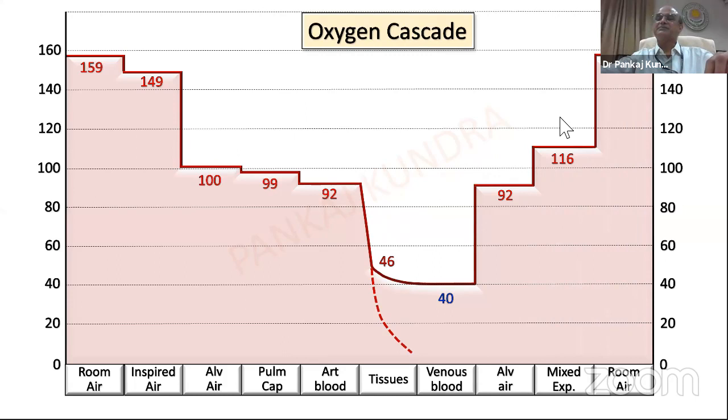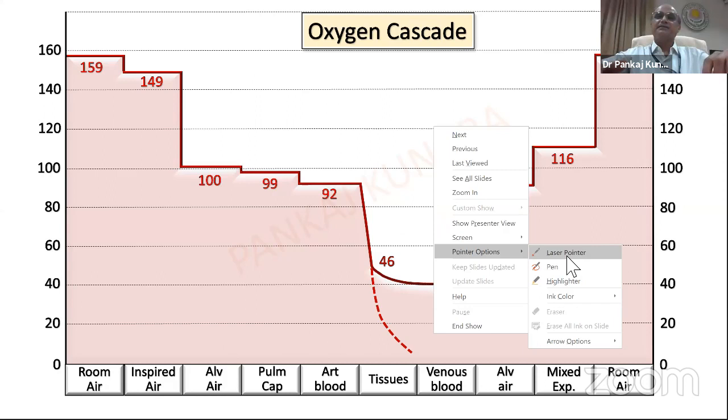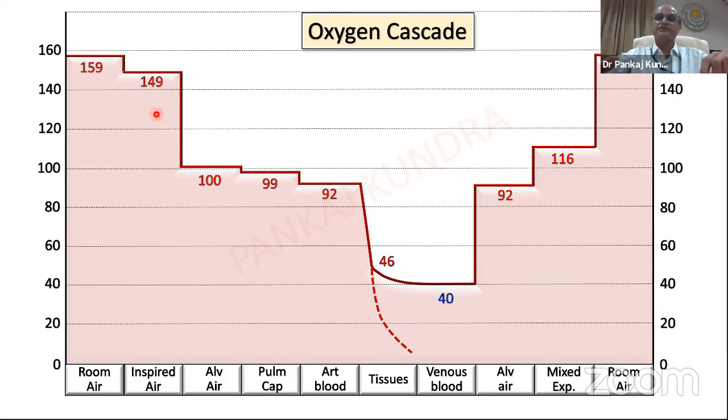So from room air, if we look at the room air part, you will find that the PO2 is around 159. As it comes to the inspired air, it drops to 149. Alveolar air, it comes to 100, pulmonary capillaries 99, and so on and so forth. And then it begins to rise up after it has to come back to the alveoli.